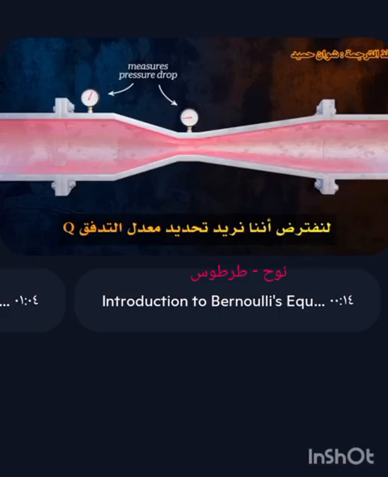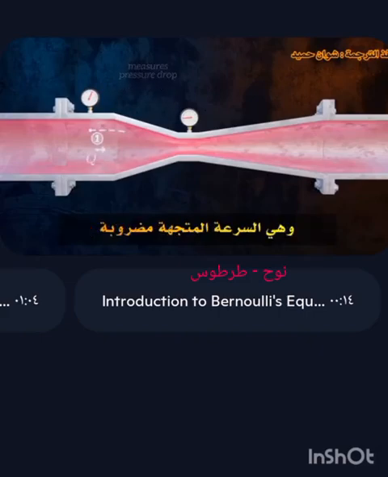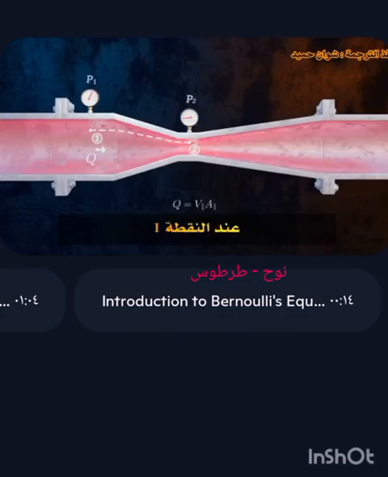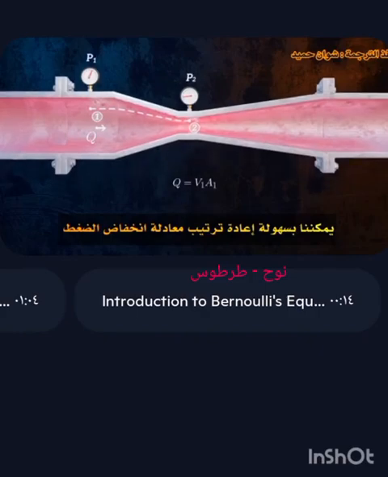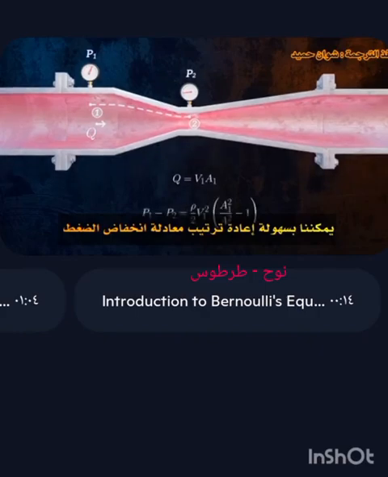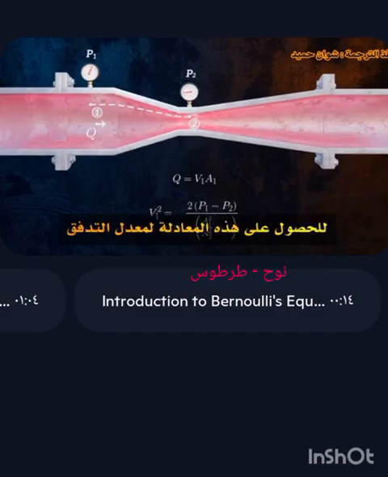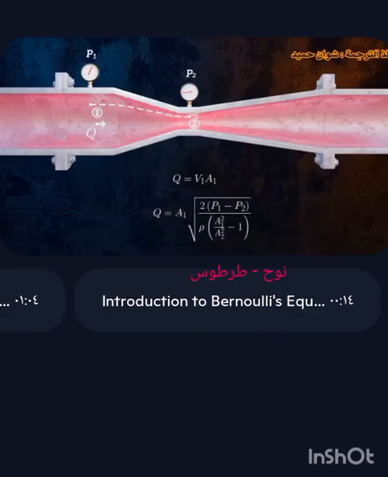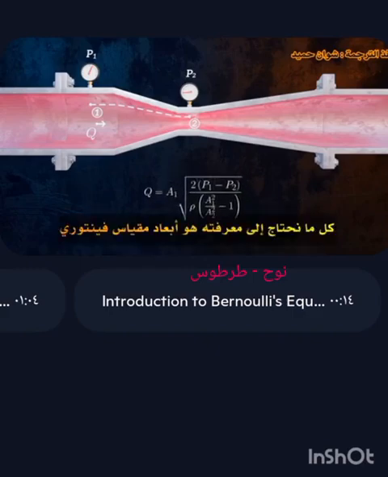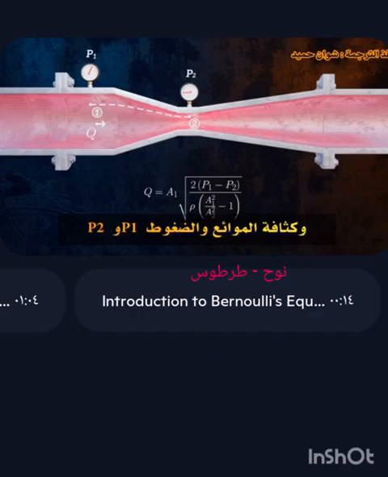Say we want to determine the flow rate, Q, which is the velocity multiplied by the pipe cross-sectional area at point 1. We can easily rearrange the pressure drop equation we derived earlier when we looked at a change in diameter to get this equation for flow rate. All we need to know is the dimensions of the Venturi meter, the fluid density, and the pressures P1 and P2, and that allows us to calculate the flow rate.